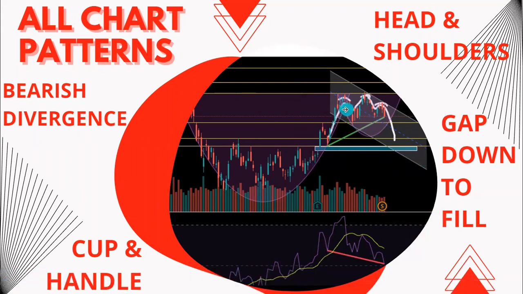It may be a little confusing to the inexperienced eye looking at something like this, but we either need to break out to the upside here and cancel out this head and shoulders and this bearish divergence, and have a bullish breakout, or this head and shoulders will end up playing out and we could possibly fill the gap down on Tesla.